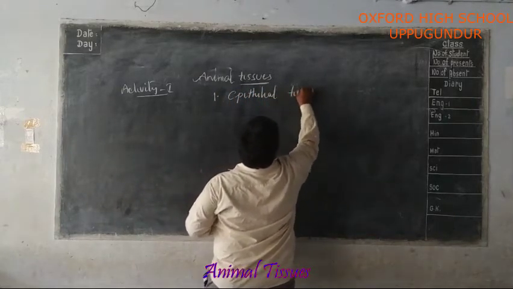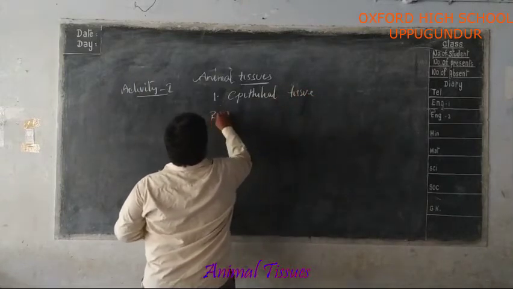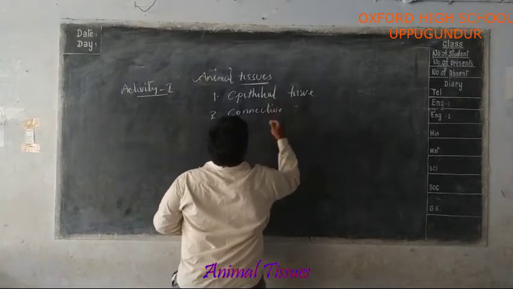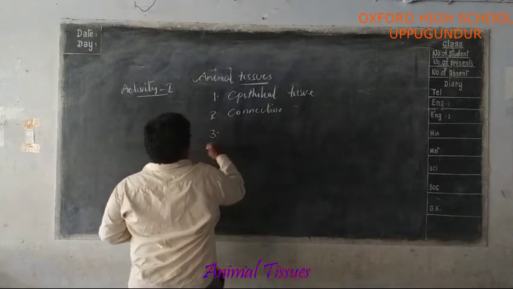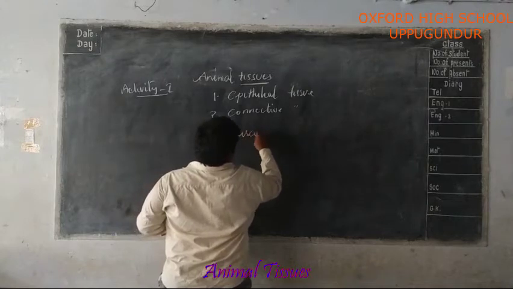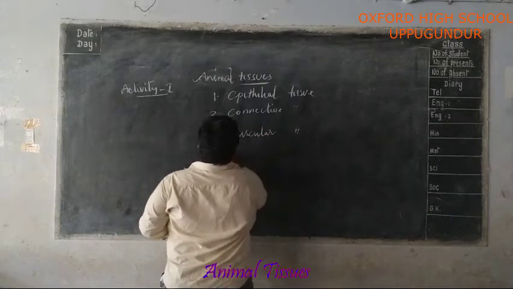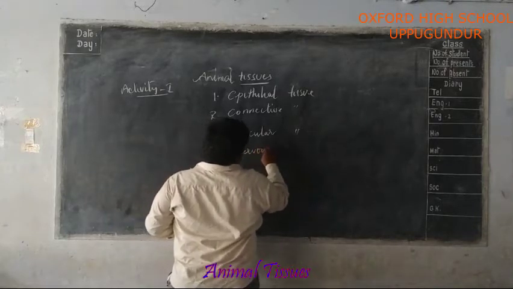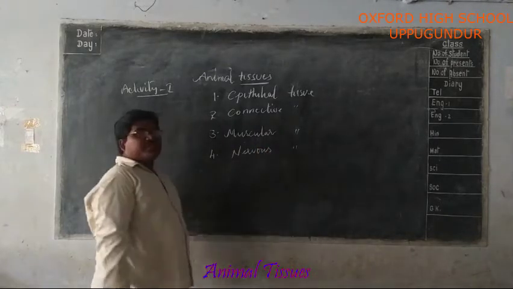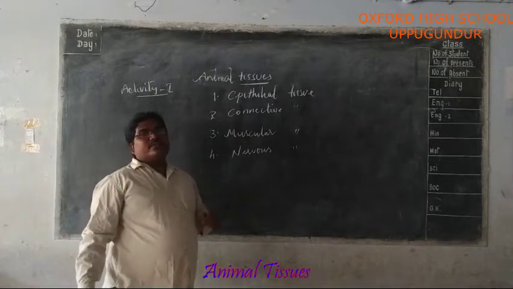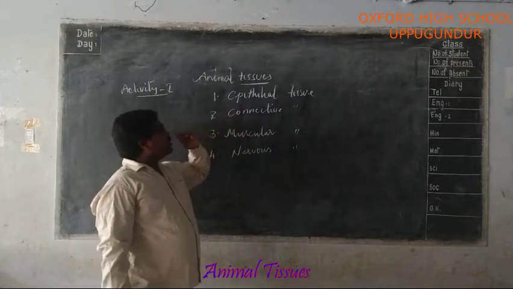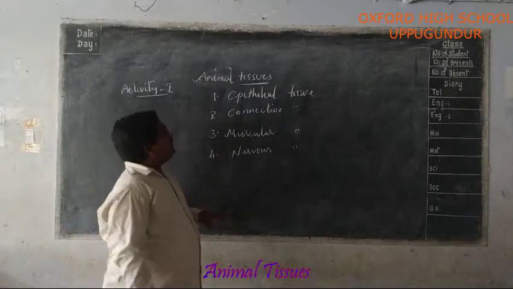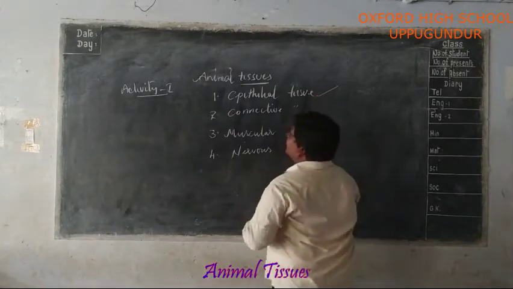epithelial tissue, connective tissue. Third one is muscular tissue. Fourth one is nervous tissue. So there are four types of tissues present in animals. Okay? Epithelial tissue, connective tissue, muscular tissue and nervous tissue. So, first we are going to discuss the epithelial tissue.